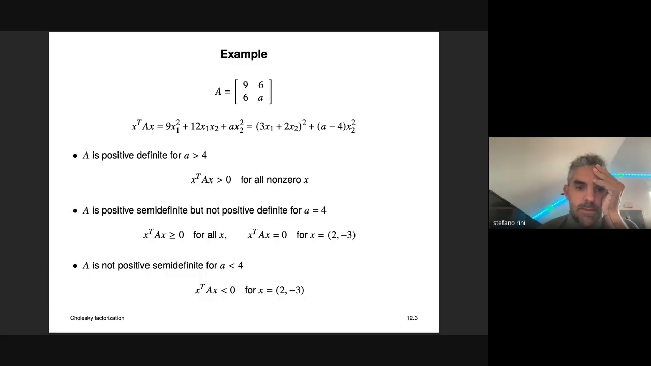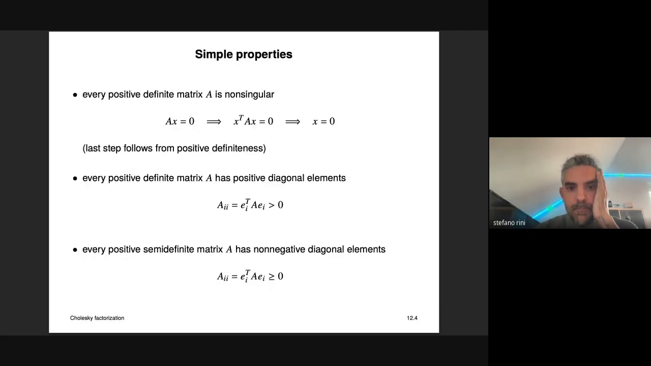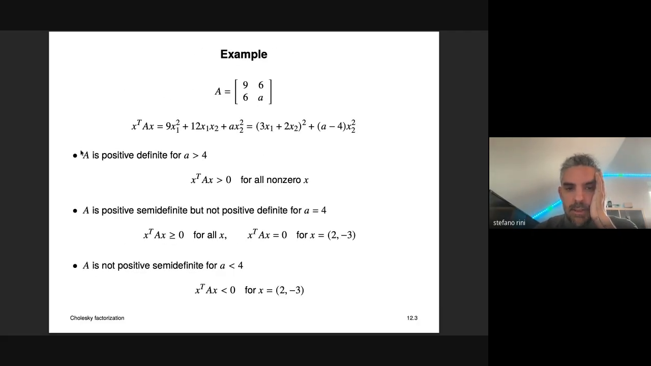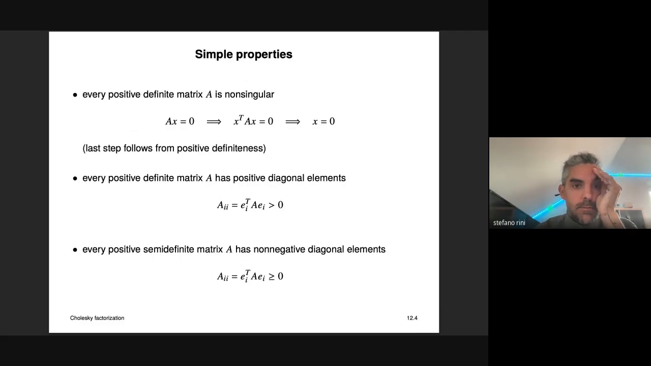So we know that the matrix is not positive semi-definite if a is less than 4, and it is positive semi-definite in the interval between 2 and -3. Okay, good. So the matrix A is positive definite for a greater than 4, and for all non-zero values of x. It's positive semi-definite but not positive definite for a equal to 4, and it's not positive semi-definite for a less than 4. Okay, good. So every positive definite matrix A is non-singular.